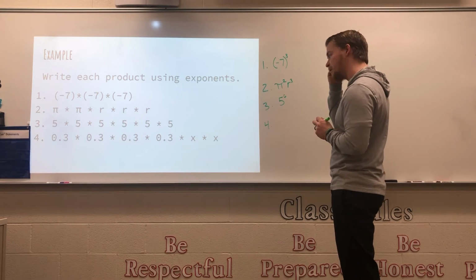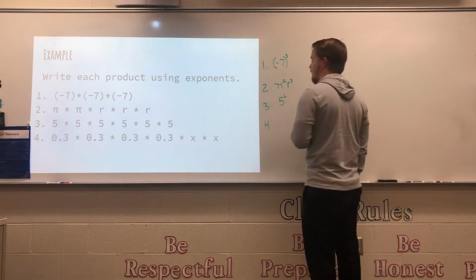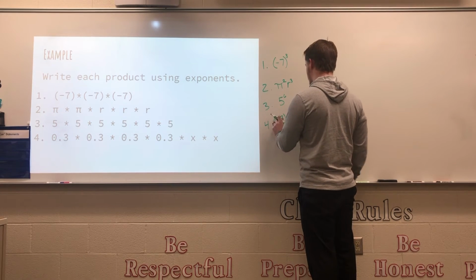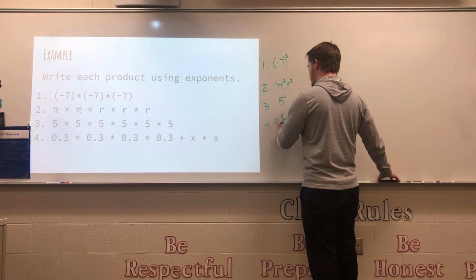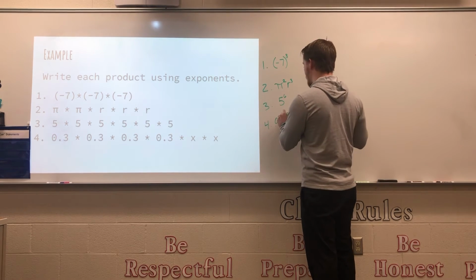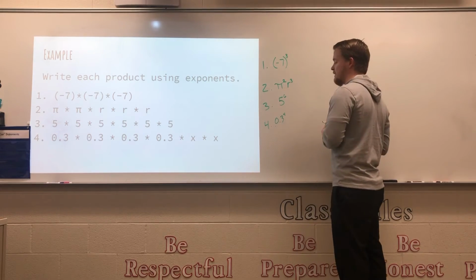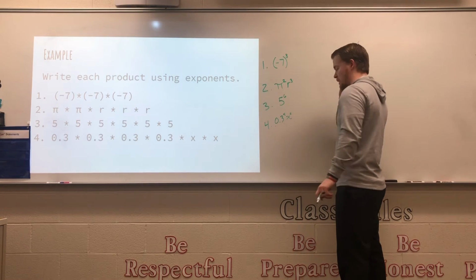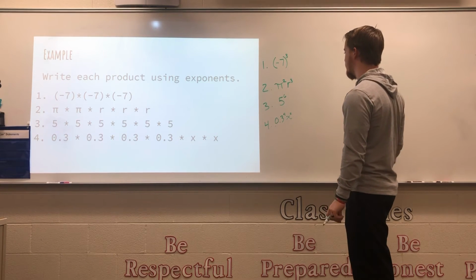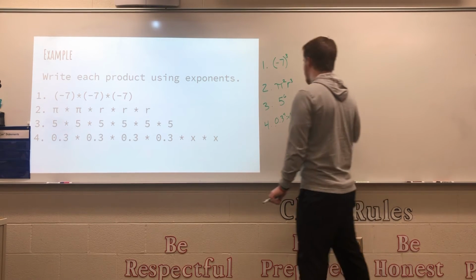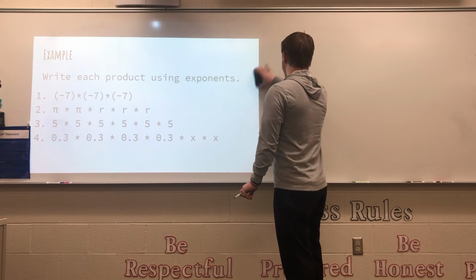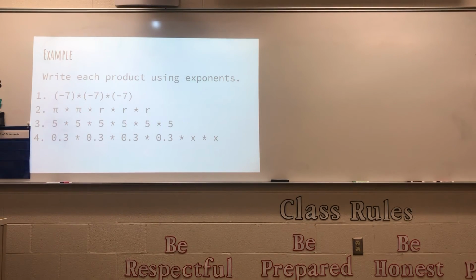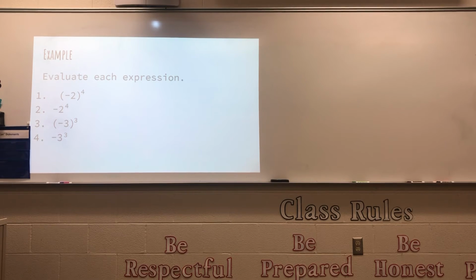Lastly, we have 0.3 times 0.3 times 0.3 times 0.3 times x times x. So our first base will be 0.3. And that will be raised to the 4th power because there are 4 0.3s. And then there are 2 x's, so that will be x to the 2nd. So your final answer would be 0.3 to the 4th, x to the 2nd. So that's just making sure you can write each product using exponents.